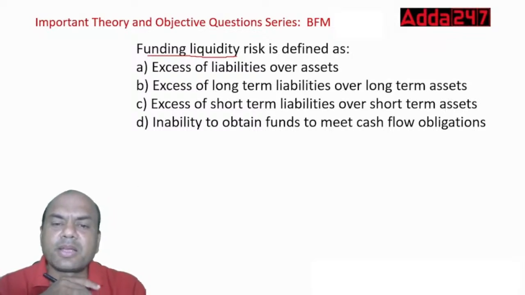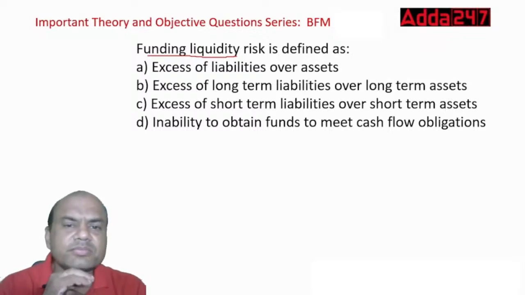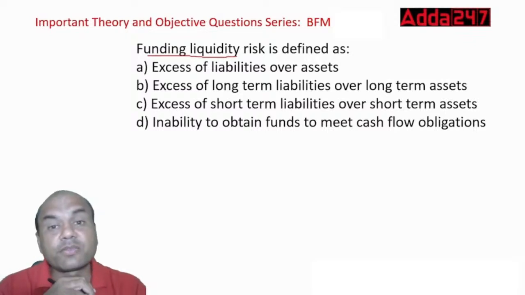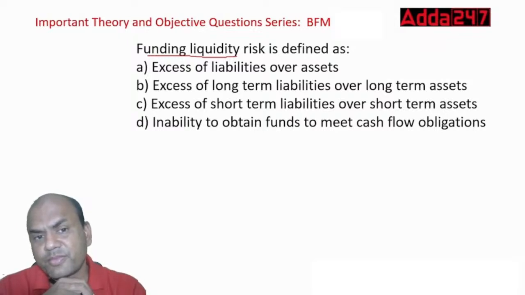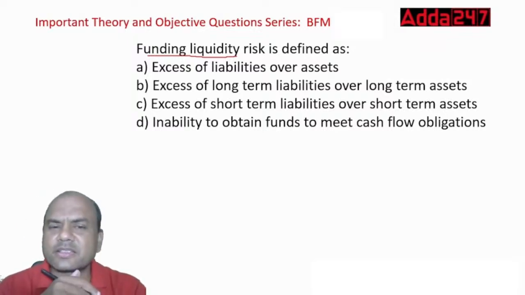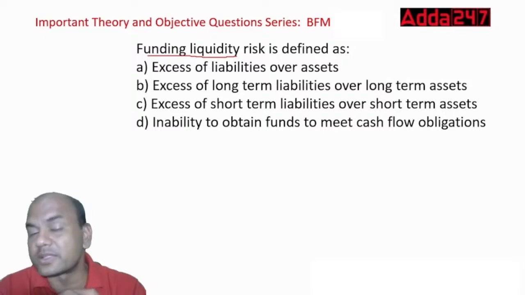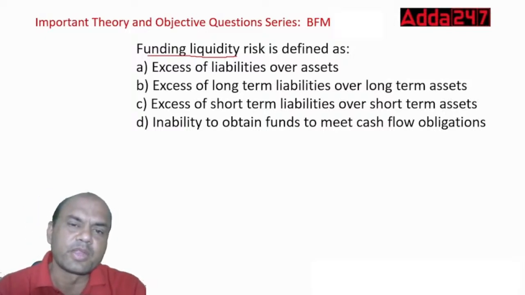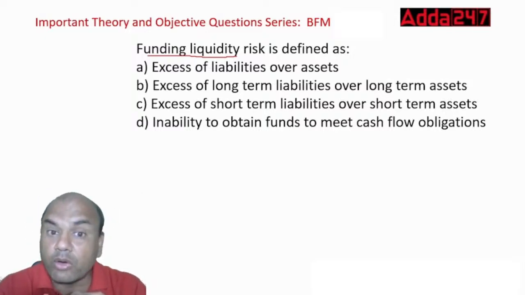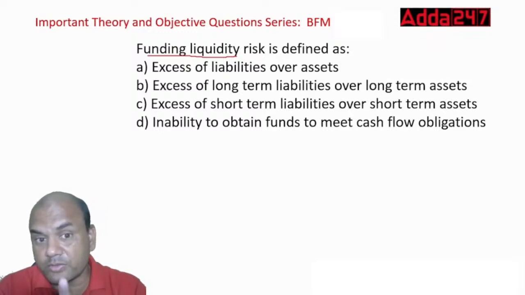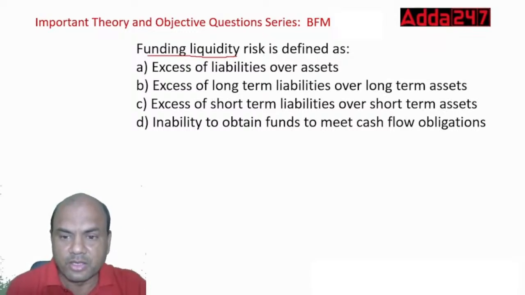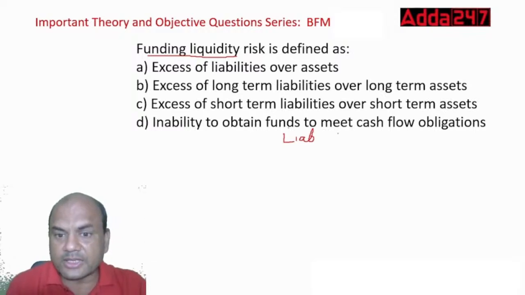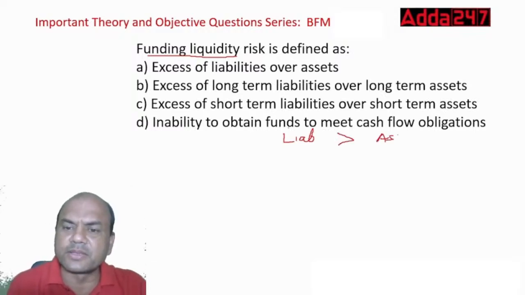Excess of long-term liabilities over long-term assets. Is this a liquidity risk? Excess of liabilities means more deposits, less loans. Obviously, that can be the answer. Similarly, B can also be the answer. Look at this, all the answers seem to be right. Liability is greater than assets here. Liabilities greater than assets, in all the cases the logic is the same.